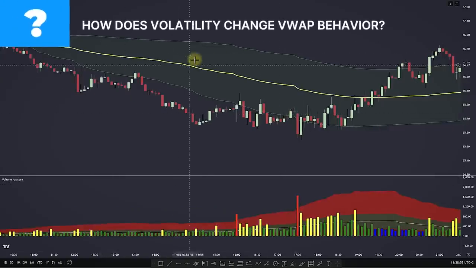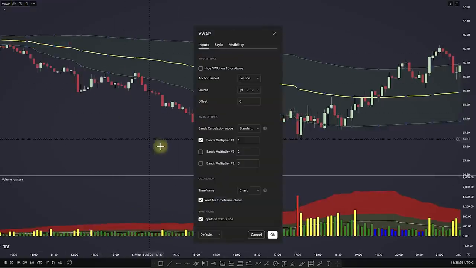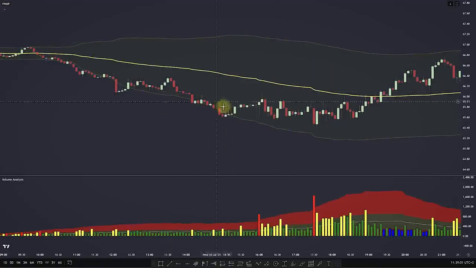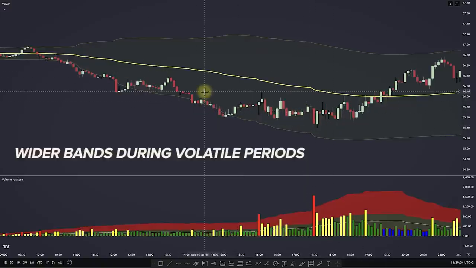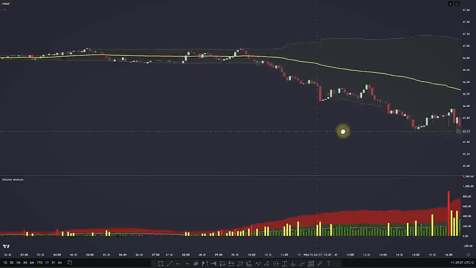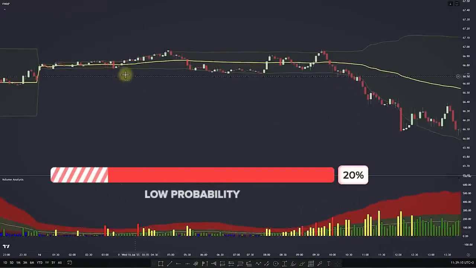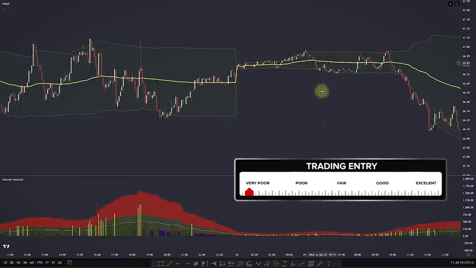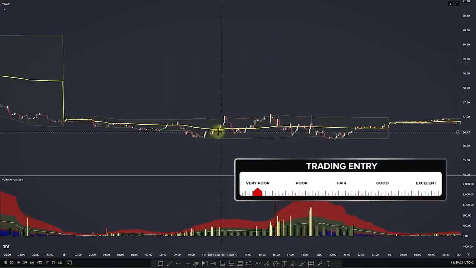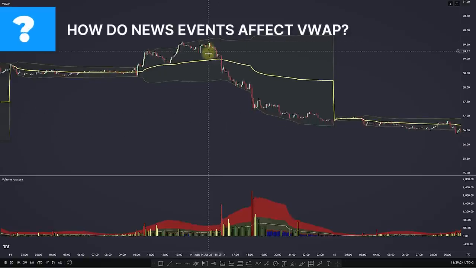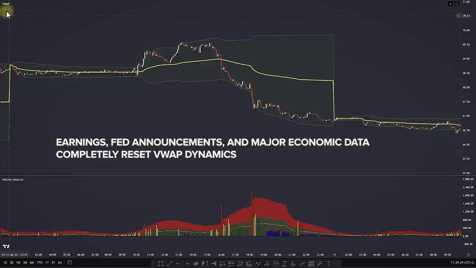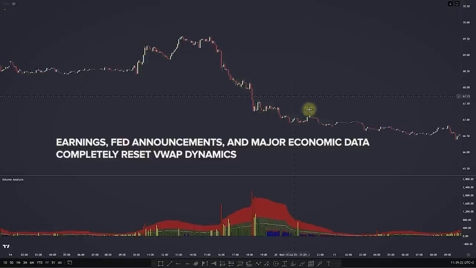Volatile markets create a different situation entirely. The VWAP bands expand dramatically. Normal mean reversion levels stop working. You need wider bands and different probability thresholds. Low volume periods make VWAP less reliable. Without institutional participation, VWAP levels become meaningless. This is when you switch to alternative strategies or simply stay out of the market. News events create the most interesting VWAP behavior. Earnings, Fed announcements, and major economic data can completely reset VWAP dynamics.